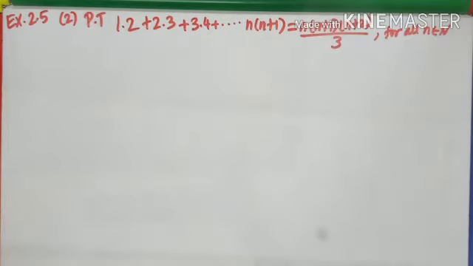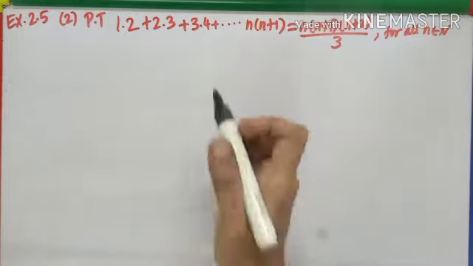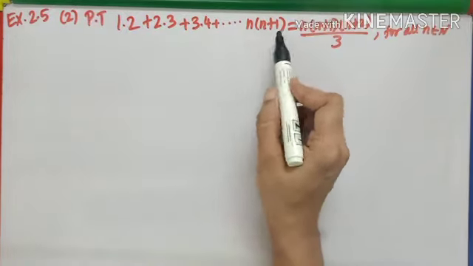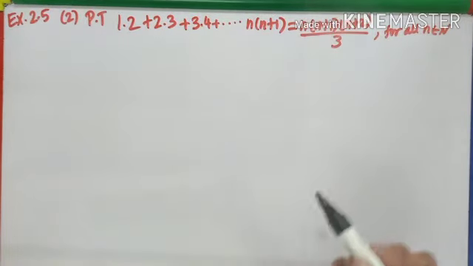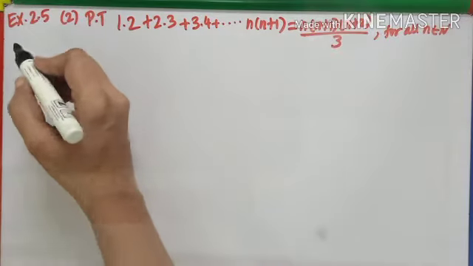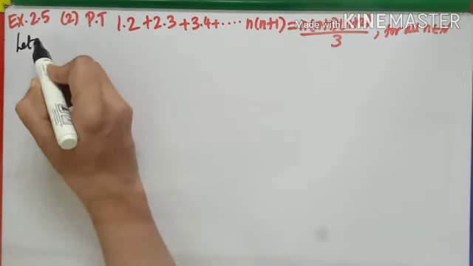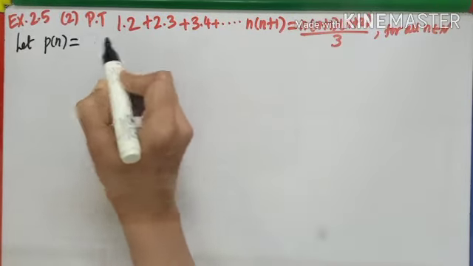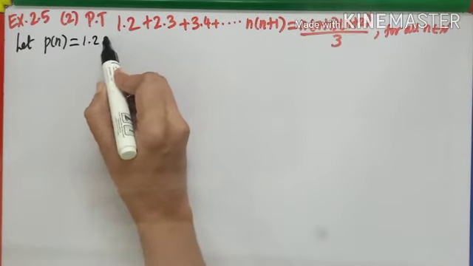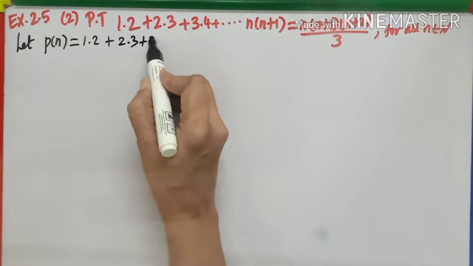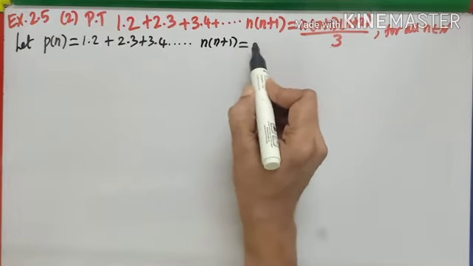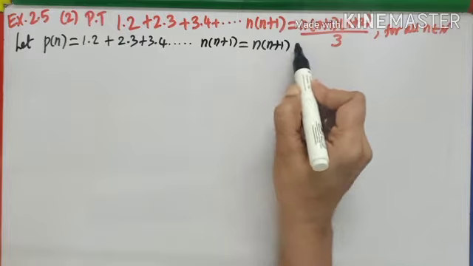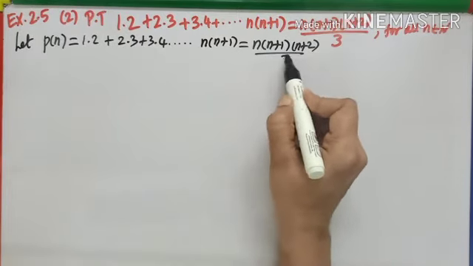Question number 2. Prove that 1 into 2 plus 2 into 3 plus 3 into 4 plus n into n plus 1 and so on equals n into n plus 1 into n plus 2 by 3. The first step, let P of n equals, copy the given question, 1 into 2 plus 2 into 3 plus 3 into 4 up to n into n plus 1 equals n plus 1 n plus 2 by 3.